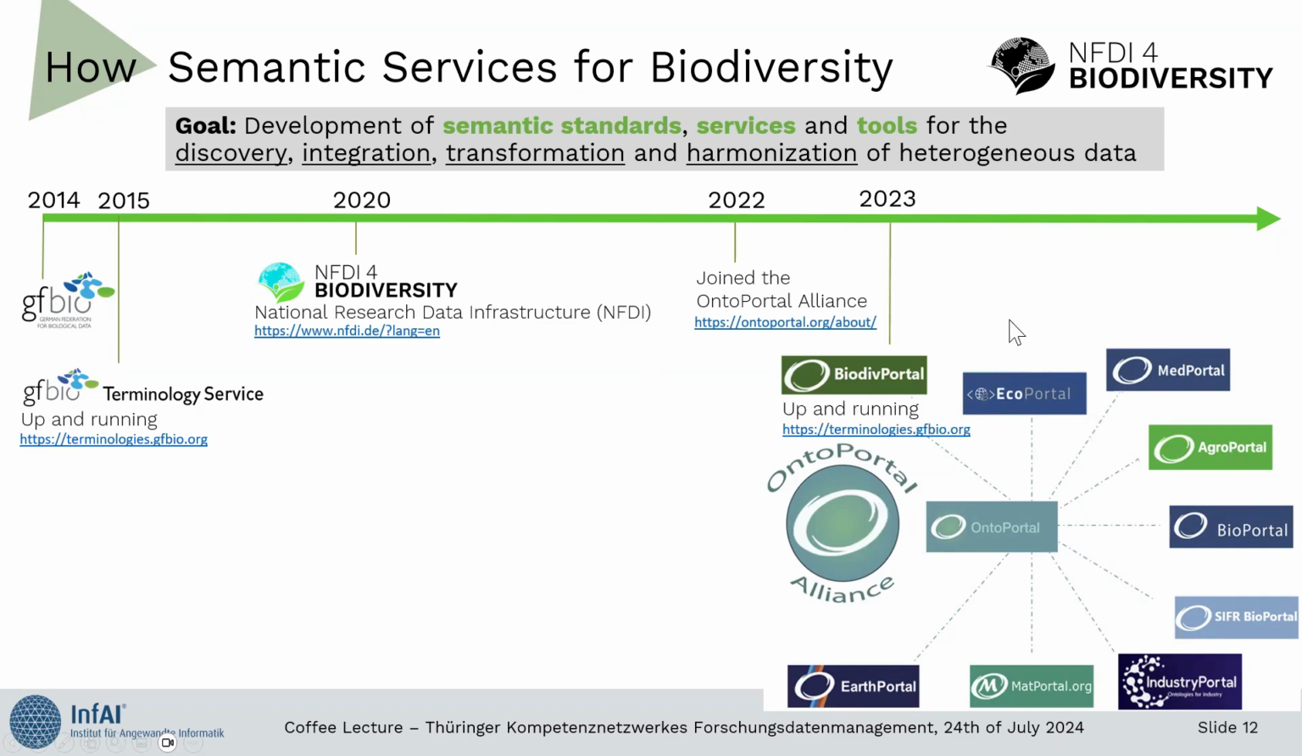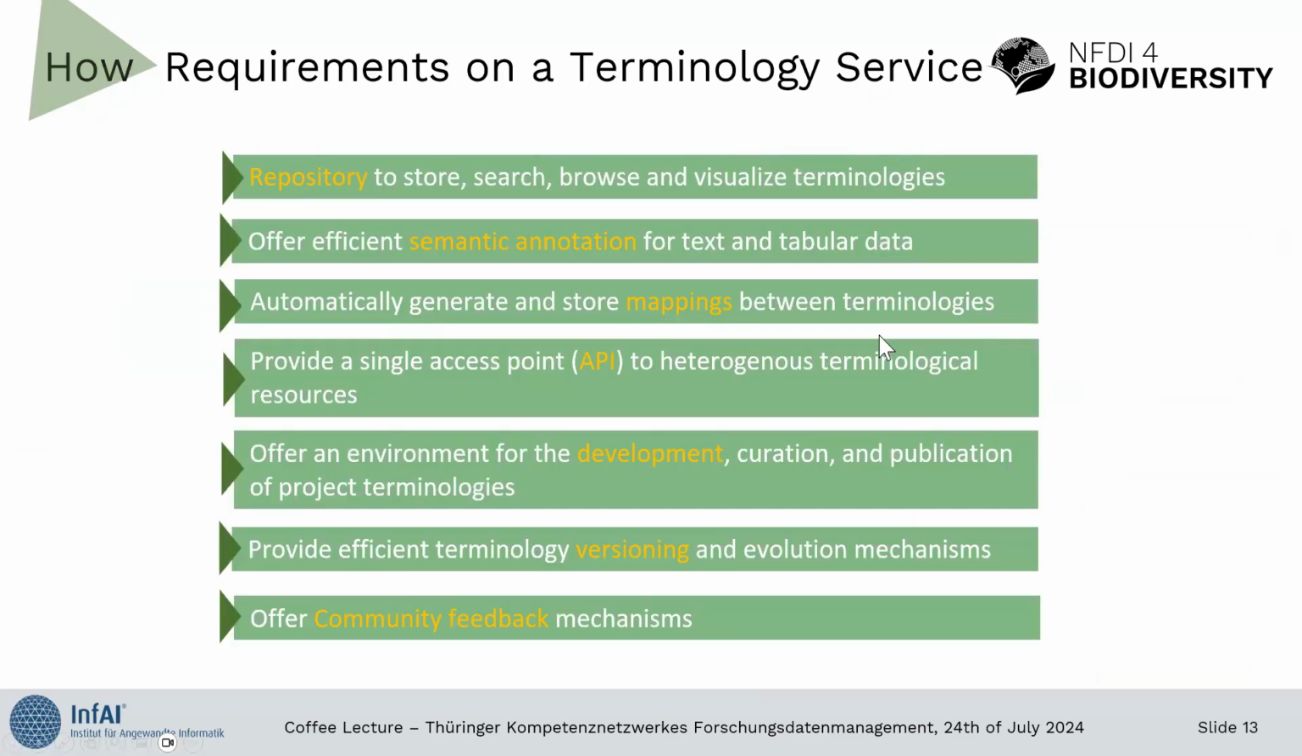So it is up and running since last year. And we collected a set of requirements for terminology service within NFDI4Biodiversity. So there are many requirements. The first one would be to have a repository to store, search, browse, and visualize different terminologies. Offer efficient semantic annotation for text and tabular data, also to generate and store mappings between terminologies, offer a single access point for those.